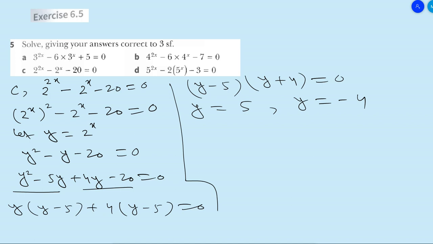Now, what is actually y? y is 2 power x. So 2 power x is equal to 5. Taking log on both sides, x is equal to log 5 upon log 2. So x is equal to 2.32.